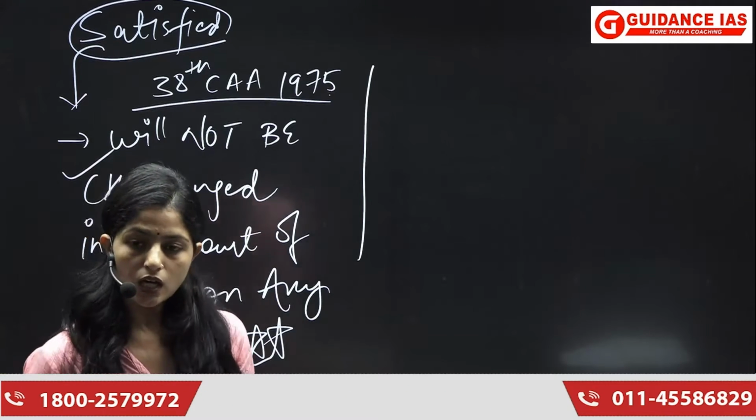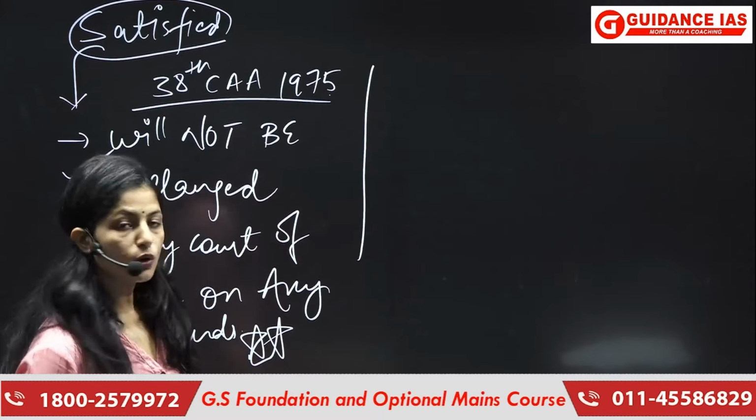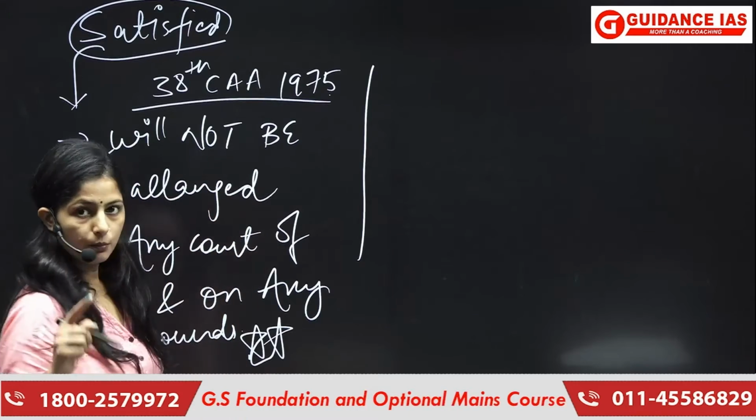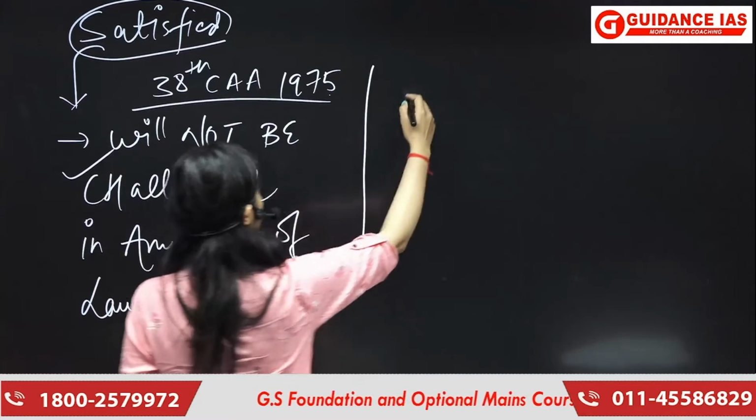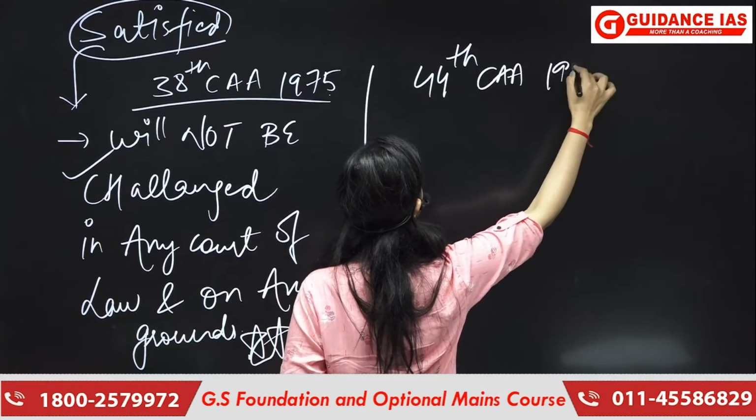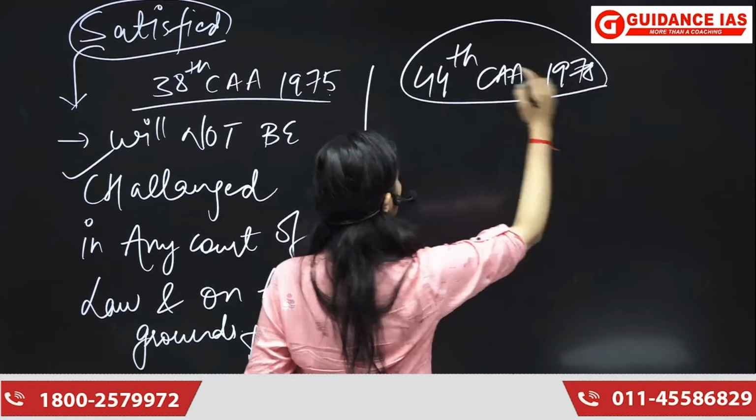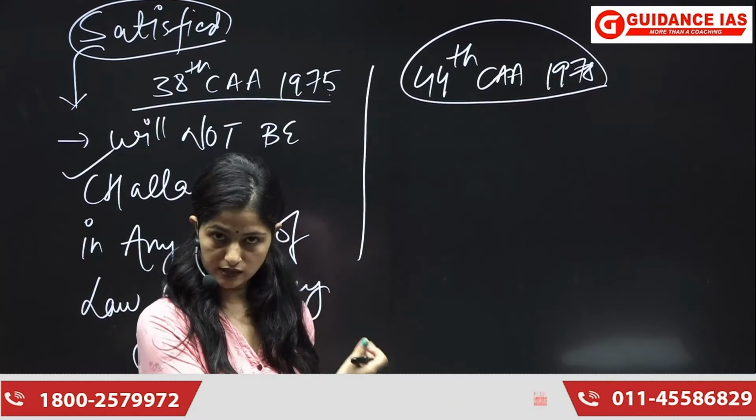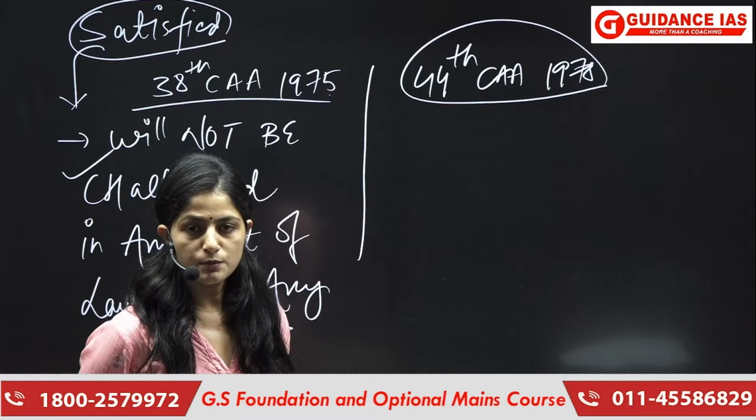It can be with a lot of biases. Okay? That is why, to overcome this deficit, we came up with the 44th Constitutional Amendment Act of 1978, a very important Constitutional Amendment Act. A lot of things were changed in this 44th Constitutional Amendment Act.